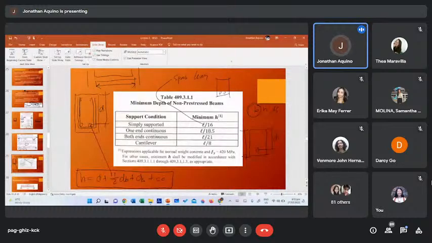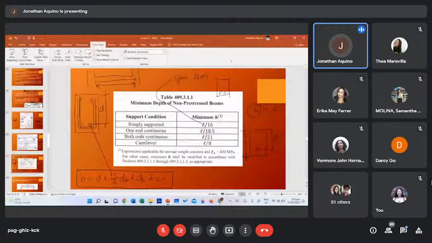One end continuous, okay. So ito tinatawag natin na beam with one end continuous. So ito isang end nila continuous, the other is discontinuous. The minimum H or height is L over 18.5. So for both ends continuous, L over 21. So yan, meron tayong another beam. So ito both ends continuous. So itong beam na to, both ends continuous, L over 21.